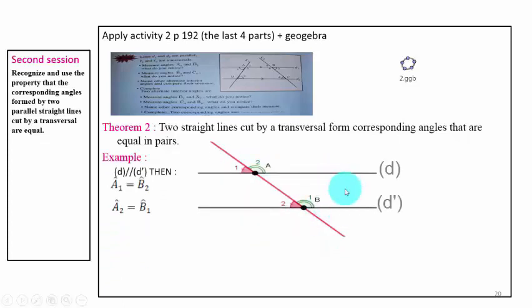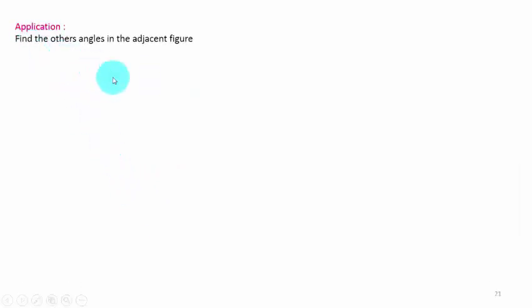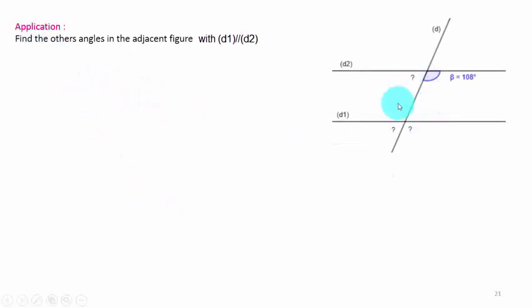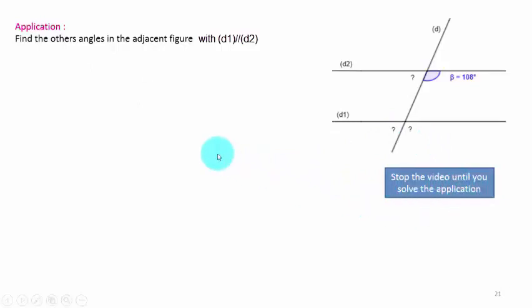Example, D parallel to D prime. These two lines are parallel. Then we can say that angle A1 equals angle B2, corresponding, and angle A2 equals angle B1, also corresponding angles. My lovely students, you should study these two theorems. Application. Find the other angles in the adjacent figure. My lovely students, stop the video until you solve the application.